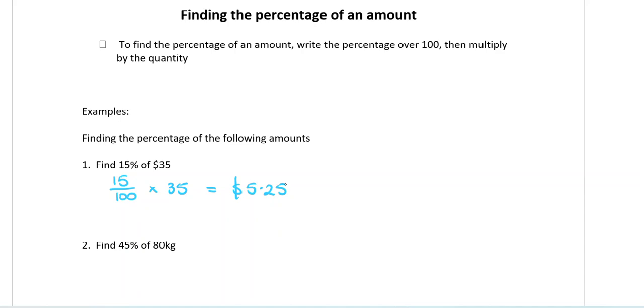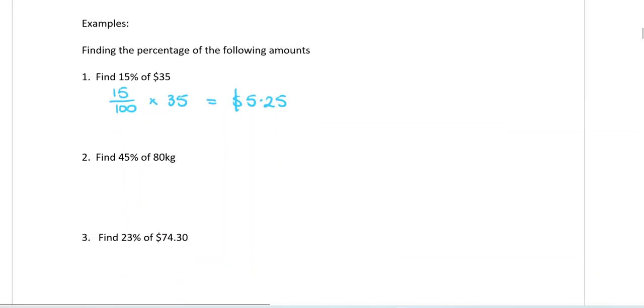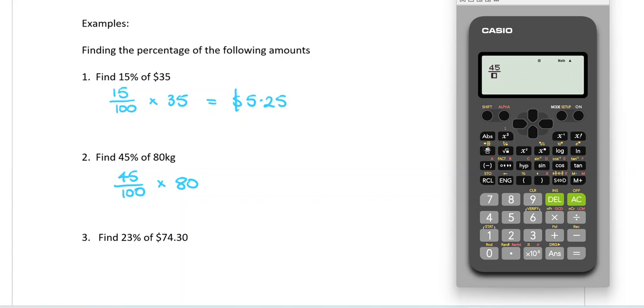Let's try another one. I want to find 45% of 80. So the percentage is always out of 100, divided by 100 to make it a fraction. Of means times by the 80. Okay, type it in, 45 over 100 times by 80.